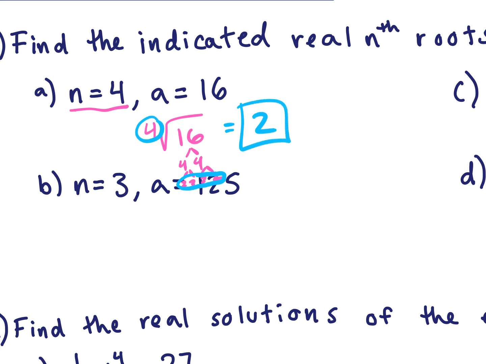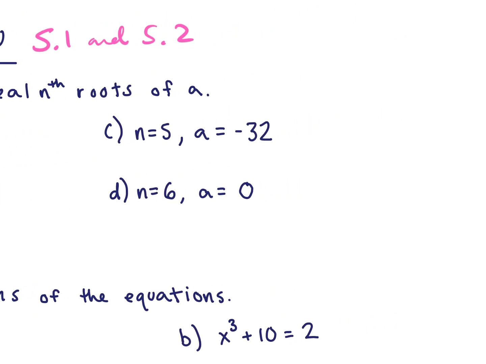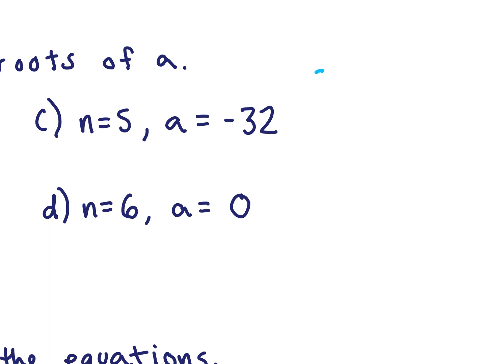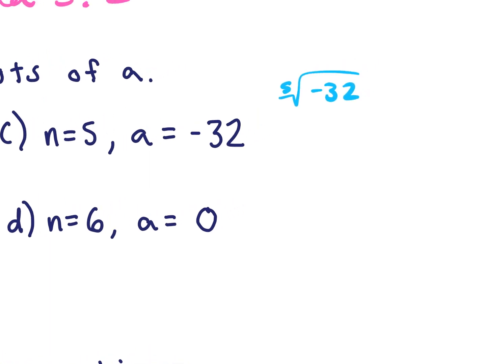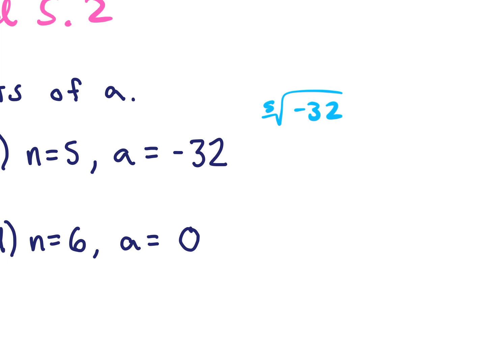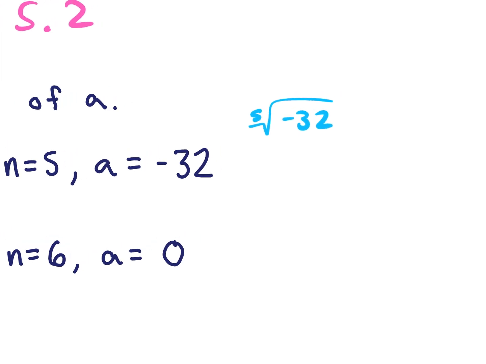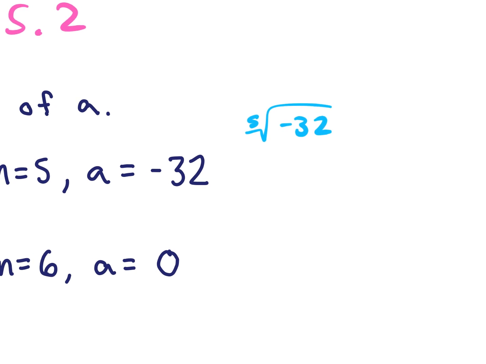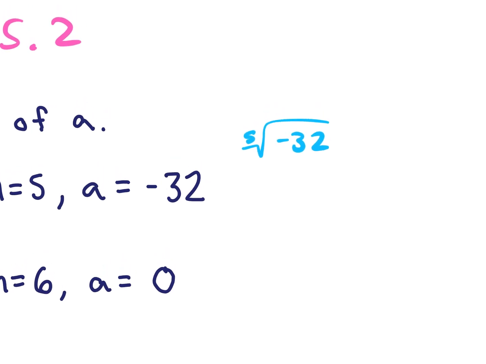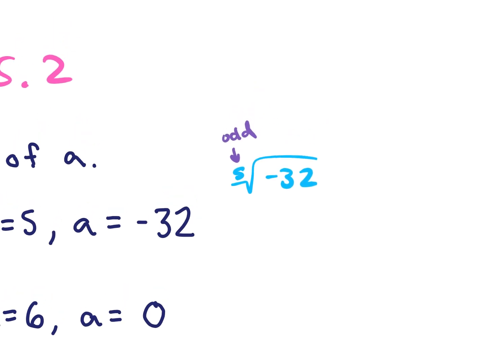All right, let's look at C. So here I'm taking the 5th root of negative 32. When it's negative on the inside, you always have to ask yourself, can I do this? Can I take the 5th root of a negative? Yes, because it's an odd index. So with odd, you can take a negative on the inside. If it was even, you can't.